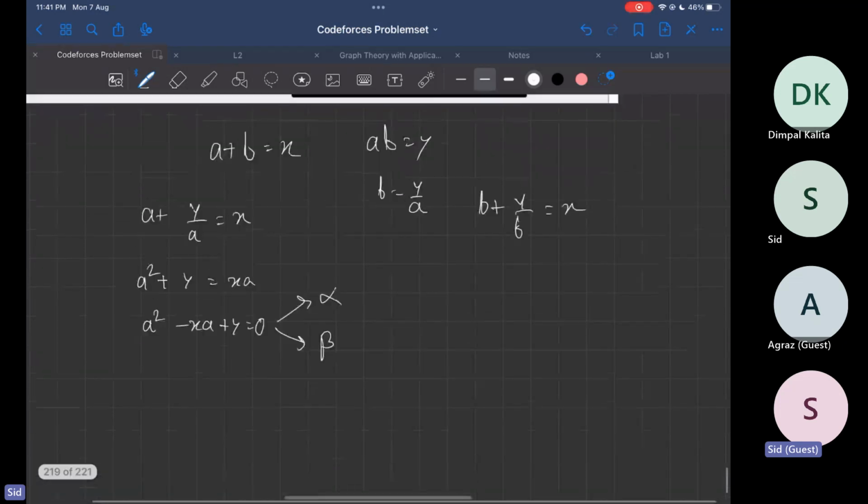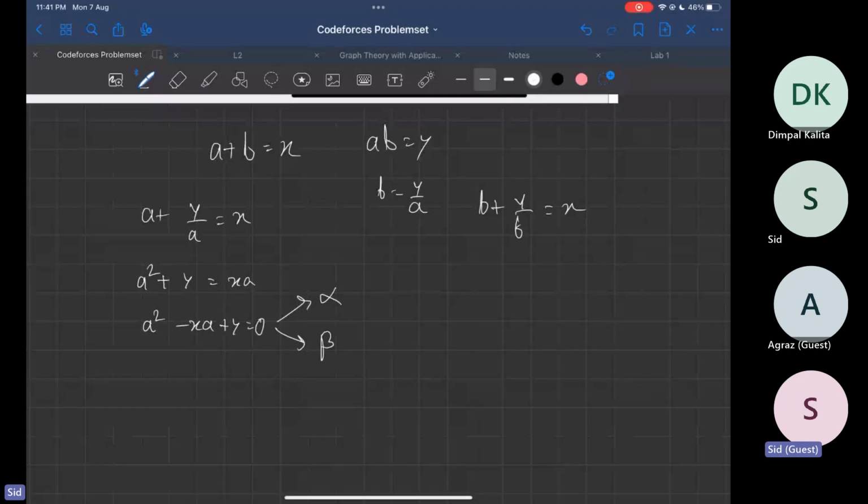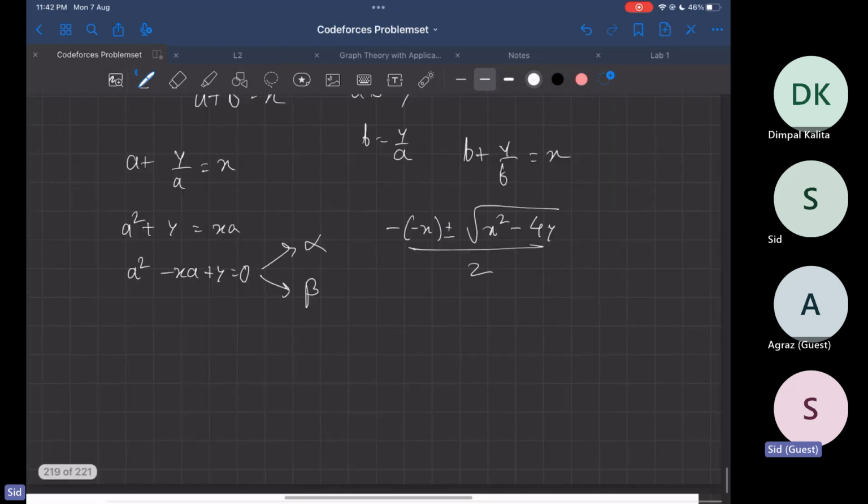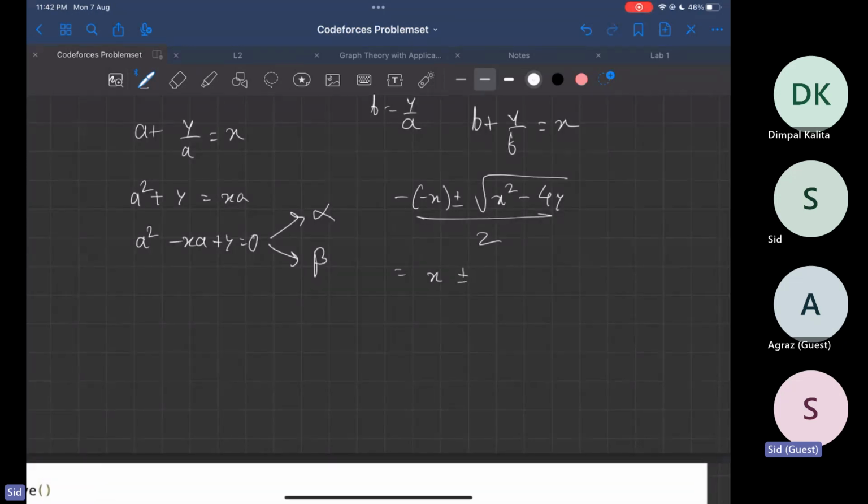So let's solve for alpha and beta using the quadratic formula. It will be minus b plus minus root of b square minus 4ac, so that is x plus minus root of x square minus 4y, divided by 2. So alpha can be ai and beta can be aj. So we will solve for basically ai.